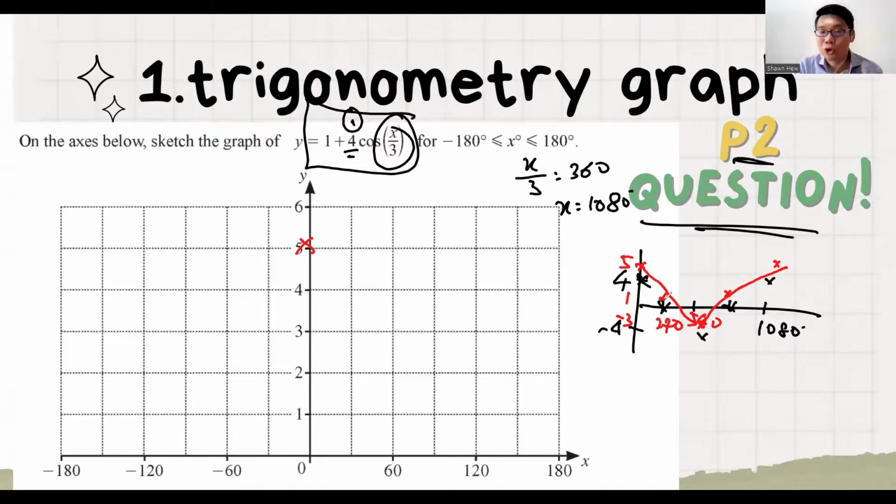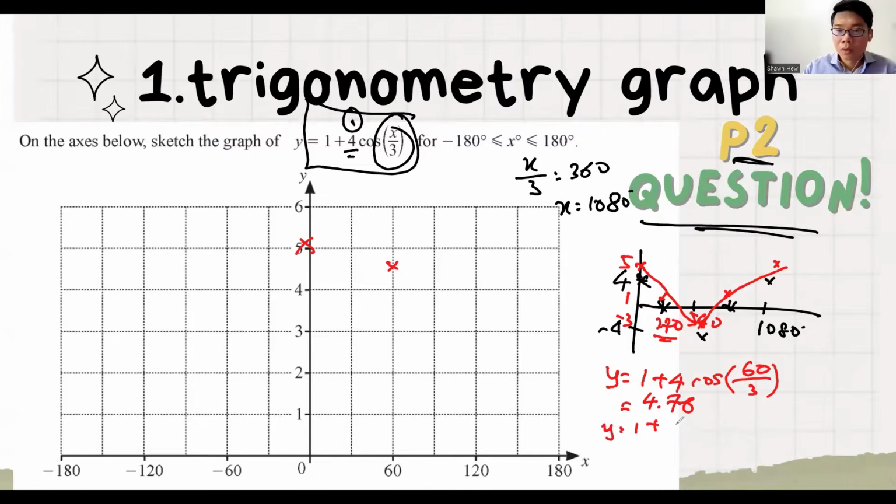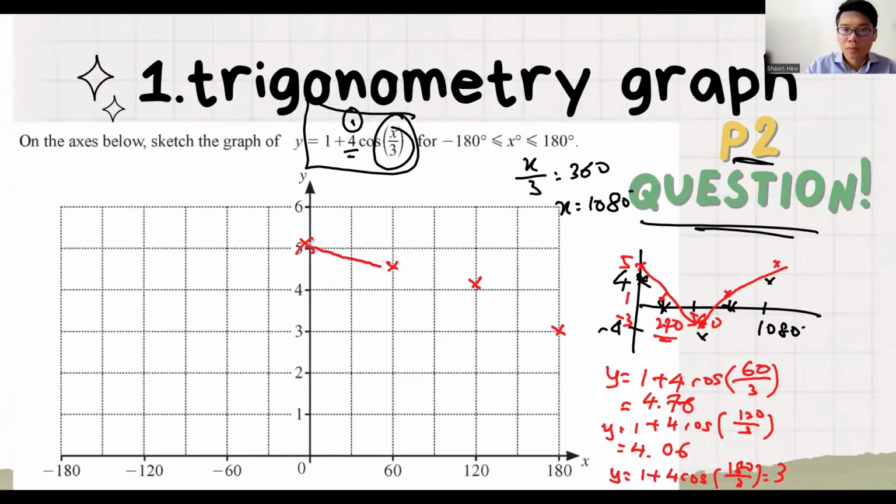The second point, which is 1, is at 270, which I don't have here. So in this situation, we have no choice. We need to key in the calculator. Then we complete this question. So this is the special case.